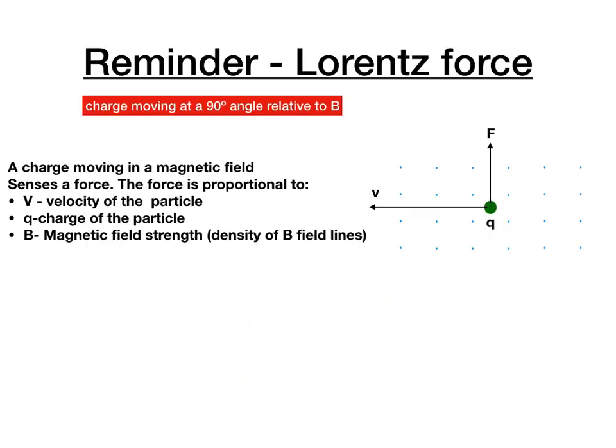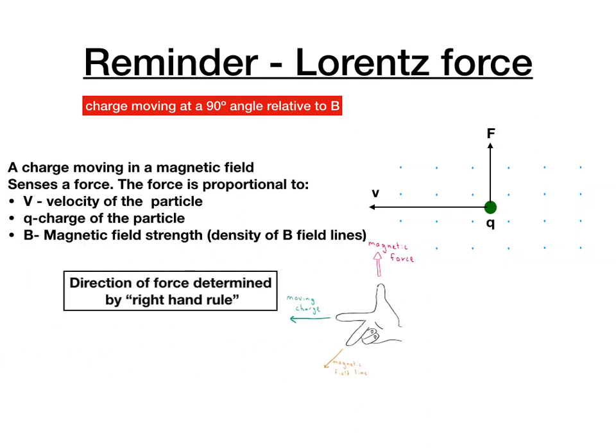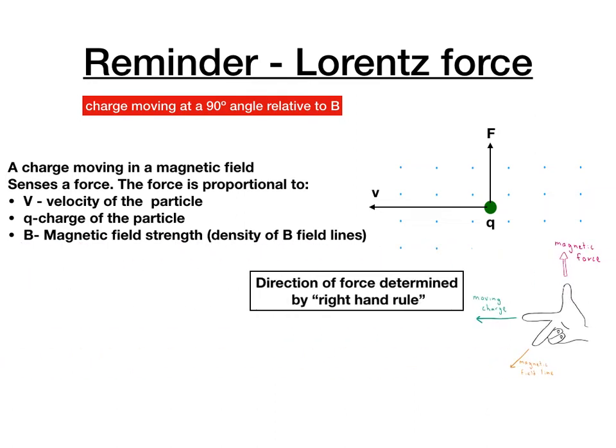A reminder about the Lorentz force. The Lorentz force is a force that acts on a charge q moving with velocity v inside a magnetic field of strength B. The magnitude of the force is given by q times v times B. The direction of the force is given by the right-hand rule. When you point your index finger towards the velocity and your middle finger towards the magnetic field, the force will be in the direction of your thumb. Of course, you need to use your right hand.